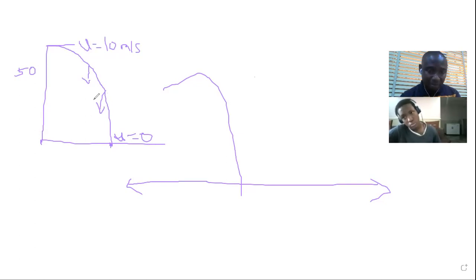Okay, so at this point now, from this point to this point, acceleration due to gravity is 0, because what we are looking at is horizontal motion. So you should be able to know what to do from there.